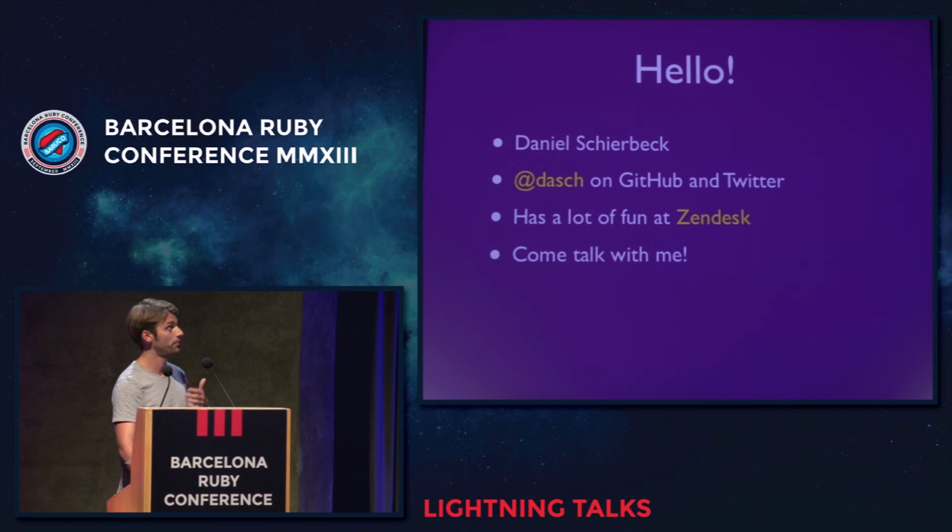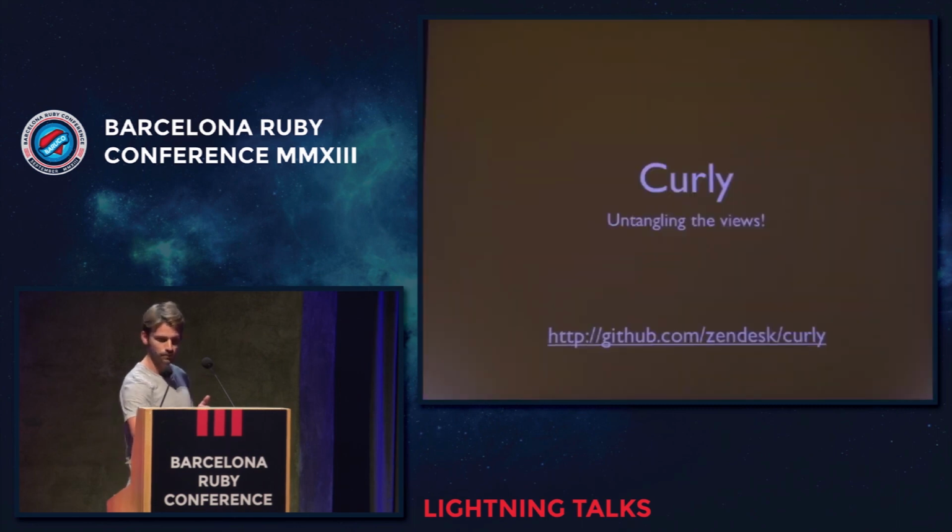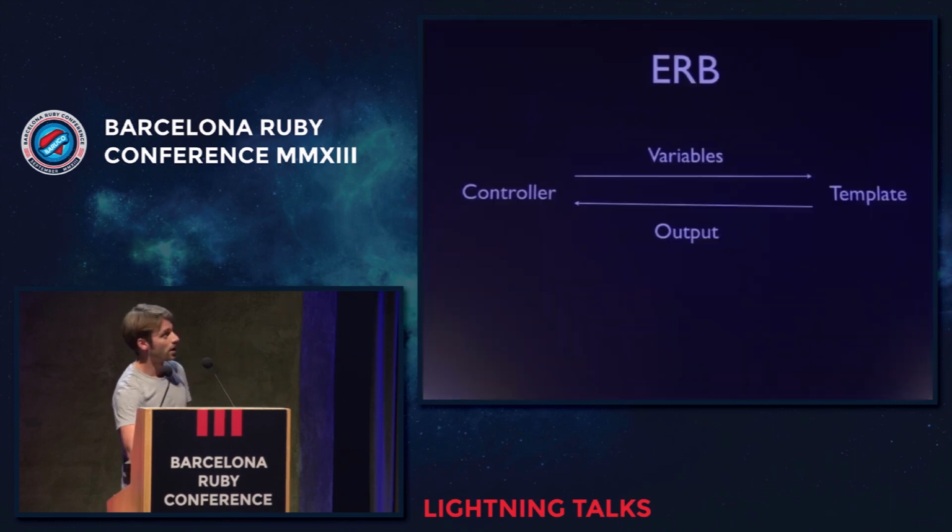So I want to propose a solution that we've come up with at Zendesk and that we've extracted into a gem, and we're using this in production. It's called Curly. You can go on GitHub and watch it, but I'll try to introduce it here. First, I just want to say that this is the basic structure of ERB.